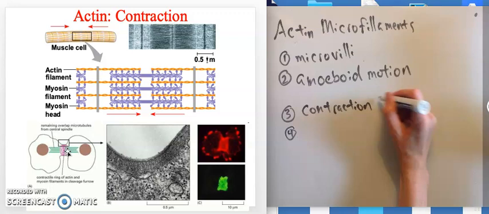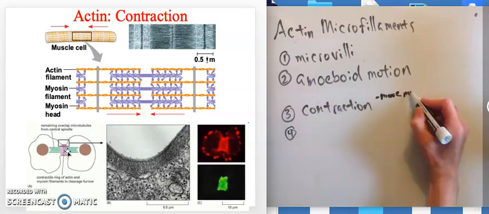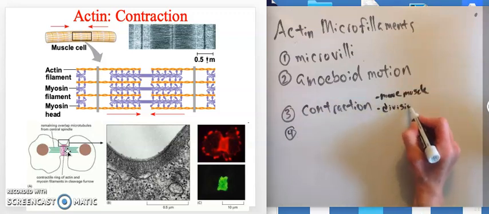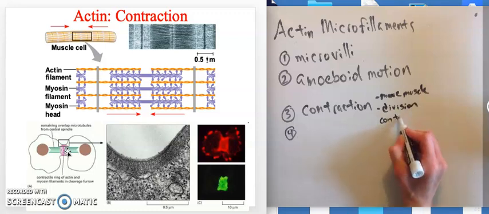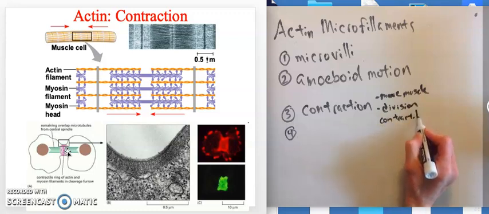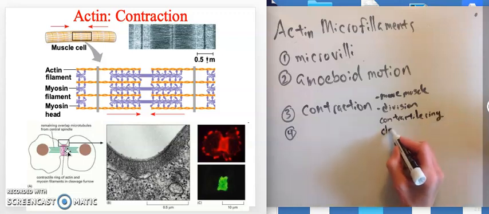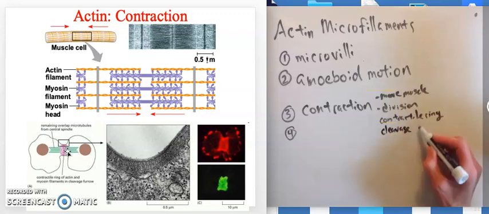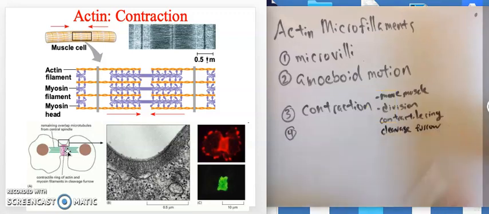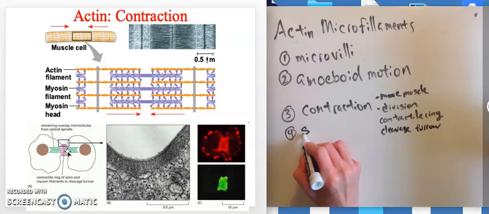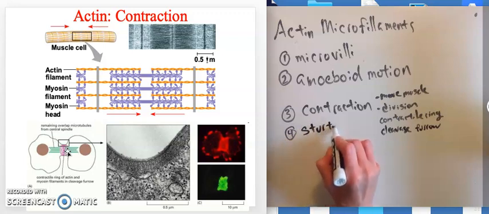move our muscles, but it can also help in cell division, forming the contractile ring. That little spot where the two cells are getting pinched apart is called the cleavage furrow. And this helps cells divide. And then, of course, actin also supports the overall structure of the cell.